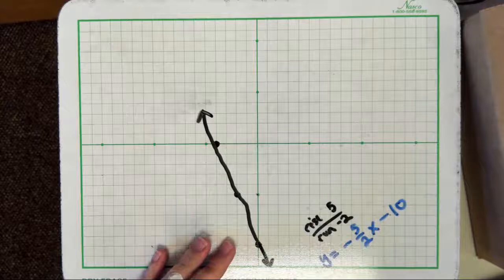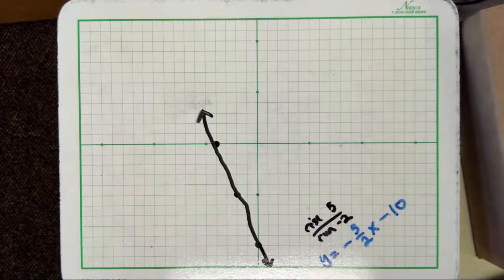Pretend that didn't happen there. That is the idea of graphing lines using slope-intercept form.